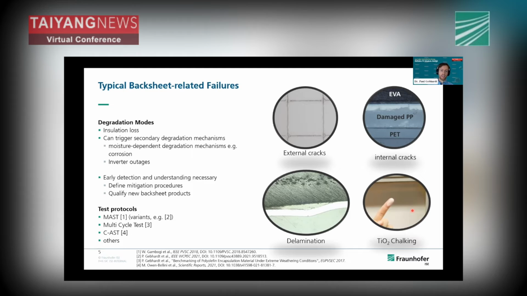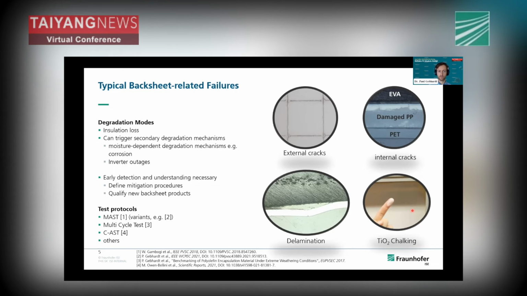Therefore, an early detection and a very good understanding of the processes in the power plants is necessary as soon as there are some signs of backsheet degradation. So it's very important to define a suitable mitigation procedure and to define which modules are really relevant for this backsheet degradation. And we also need to qualify new backsheet products. We have seen today that a lot of the products that are very relevant on the market today are quite new. And they need to be qualified, of course, to avoid disasters like the AAA backsheet, for example.